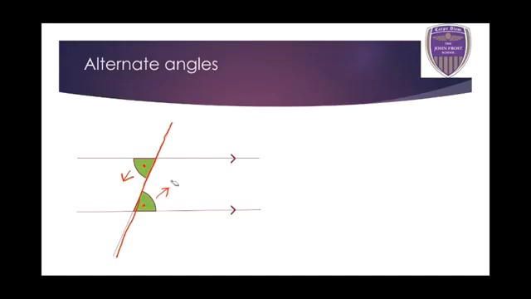So we call these angles alternate angles. And the first angle rule states that if you have two parallel lines and a line coming down, these two angles will be the same. So if I call this x, then this will also be x. If this angle was 30, this other angle would also be 30.